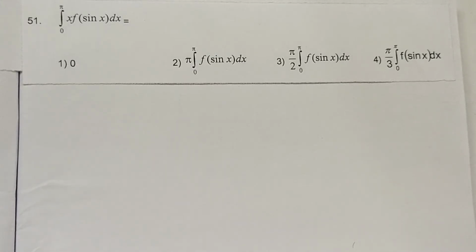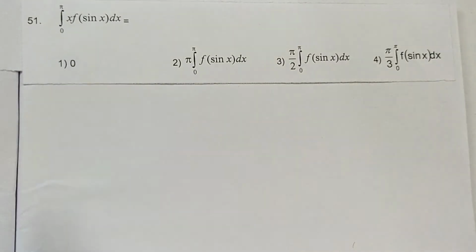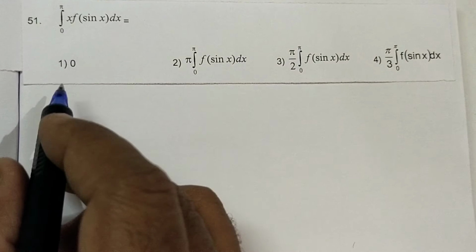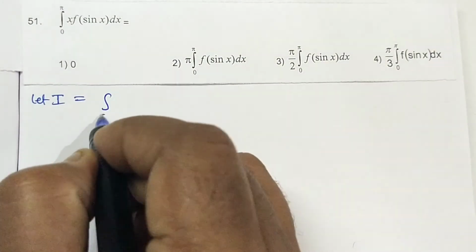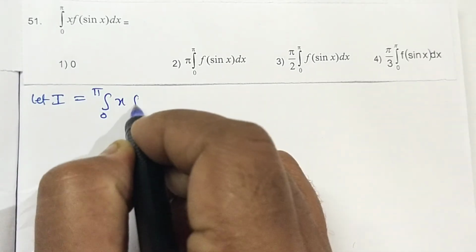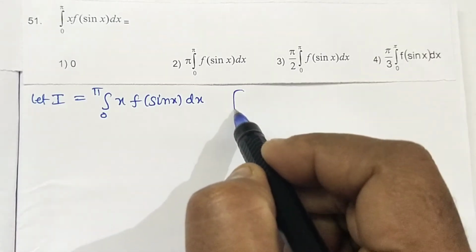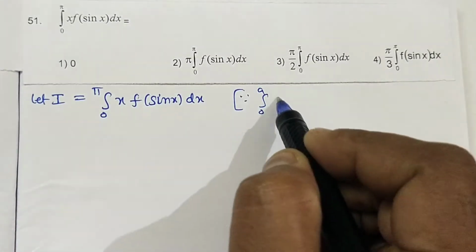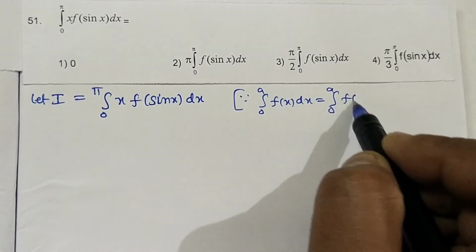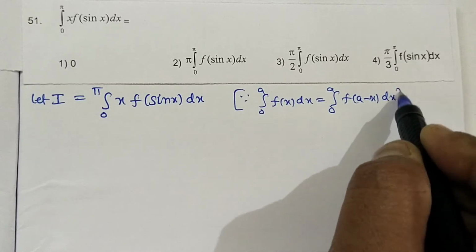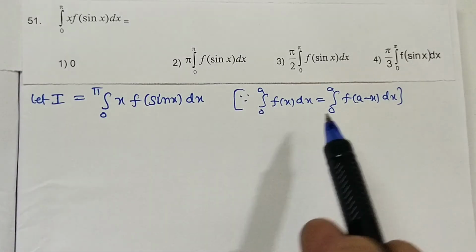The next question. Integral 0 to pi x into f of sin x dx equal to. So to solve this type of problems, you can assume that let I equal to integral 0 to pi x into f of sin x into dx. After that, for this you can apply integral 0 to a f of x dx equal to integral 0 to a f of a minus x into dx, property of definite integration. So wherever x is there, you have to replace with pi minus x according to this formula.